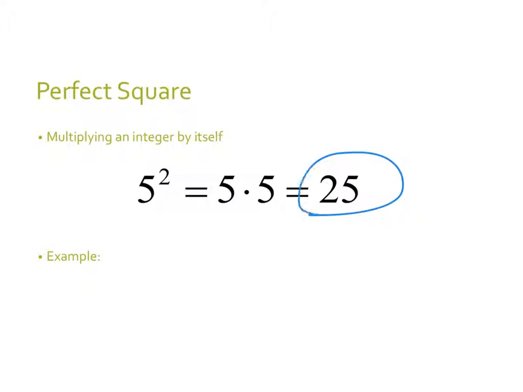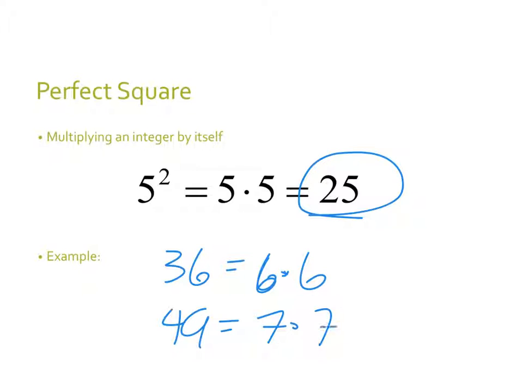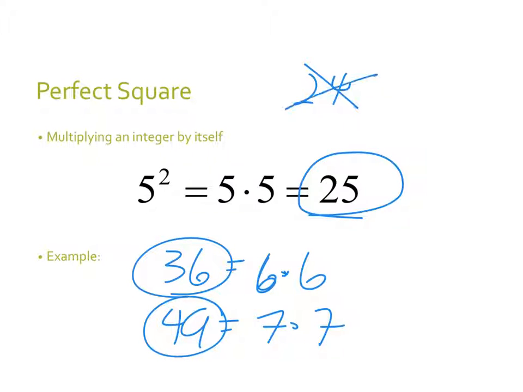So numbers like 25 are considered perfect squares. Numbers like 36, because that's 6 times 6, right? Numbers like 49, because that's 7 times 7. These are perfect squares. Numbers like 24, not a perfect square. I can't come up with an integer that I can multiply by itself to get 24, so not a perfect square.